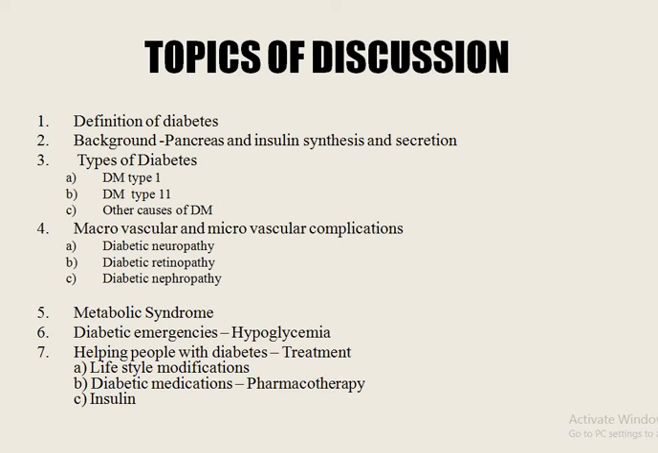And then we'll discuss a little bit about the metabolic syndrome or syndrome X, and then the most frequent endocrine emergency, hypoglycemia, and then finally we will discuss how we could help patients and people to prevent and manage diabetes. This could be done with lifestyle modifications and diabetic medications, as well as insulin, and also how we can do it with a combination of all of them.